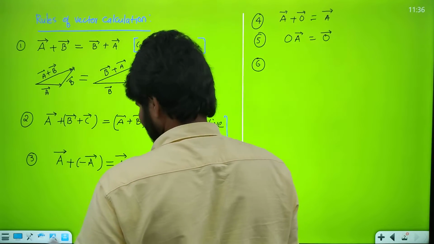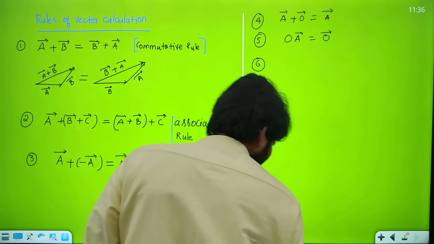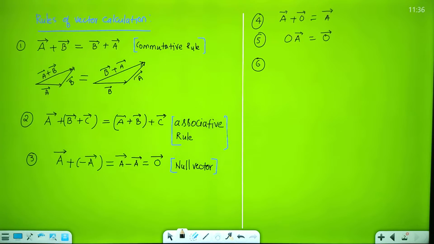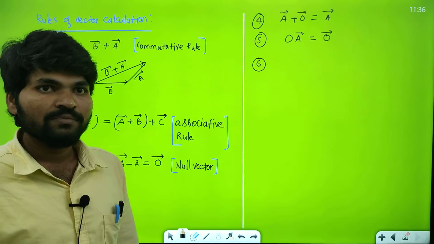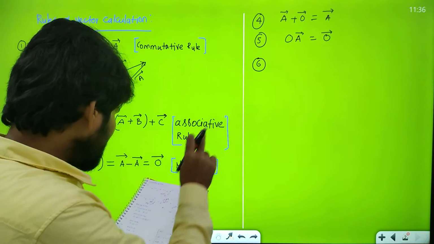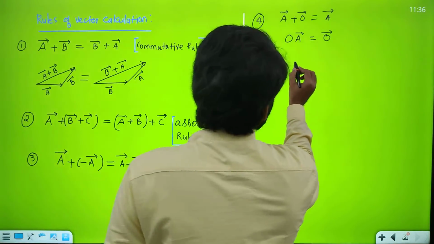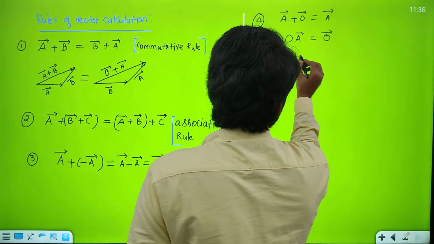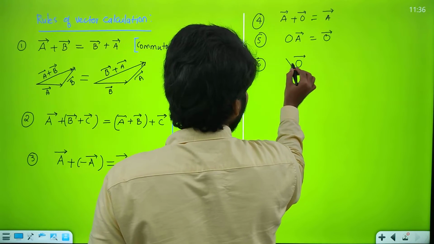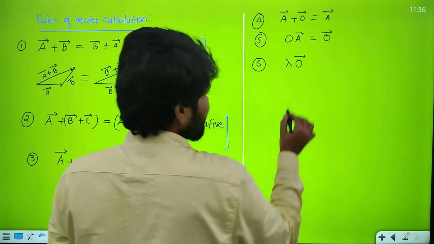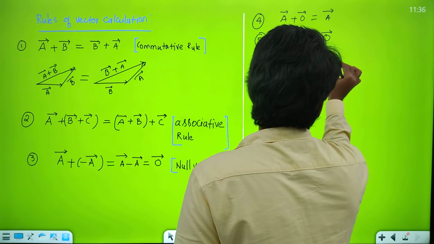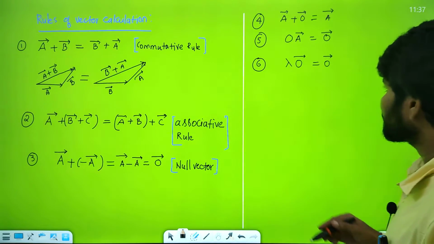Sixth one. Sorry for the disturbance. Okay, let's come to the topic. So sixth one, if I take a zero vector, I multiply this zero vector with any constant lambda, I get the value of zero vector. What does this mean?